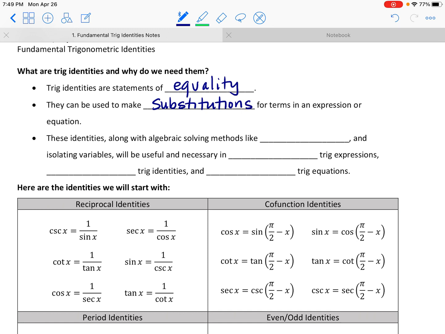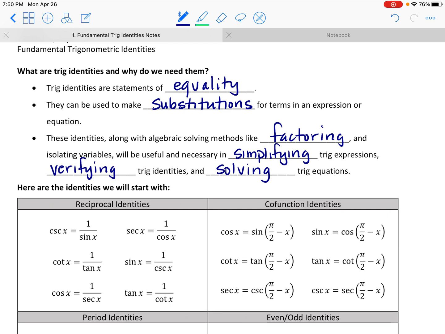These identities, along with algebraic solving methods like factoring or isolating variables, where we subtract 2 from both sides, divide both sides by 3, these kinds of basic algebra things, are not only going to be useful, but necessary in simplifying trig expressions. That's something that we'll do. Also in verifying trig identities, that's something that we'll do. Those two things we will look at today, and then eventually solving trig equations.